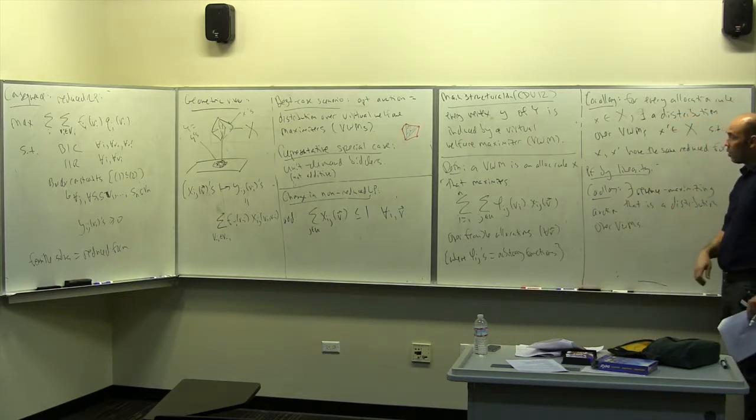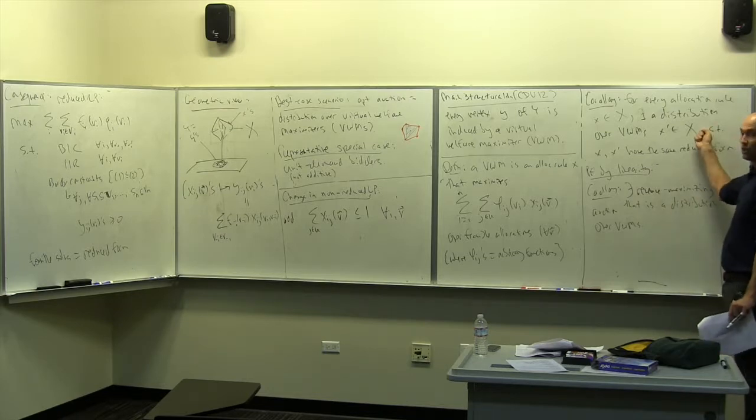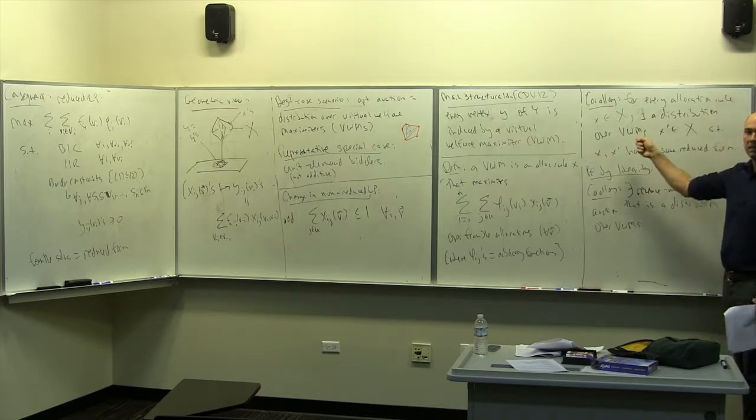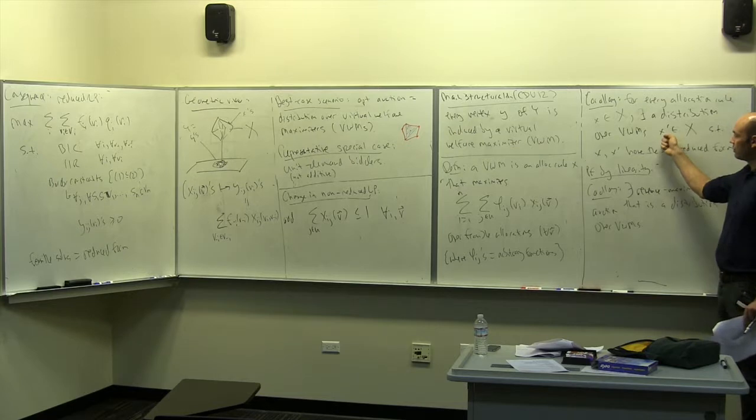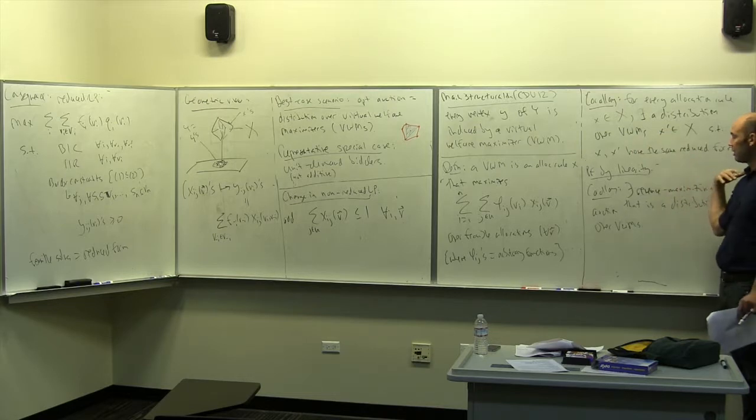Why? Take an arbitrary revenue maximizing auction, apply this corollary to get a possibly different auction, which is a distribution over virtual welfare maximizers and has the same reduced form. By virtue of having the same reduced form, it has the same revenue, so that is also an optimal auction. Okay? So give me an arbitrary optimal auction, I'll show you another one that's a distribution over virtual welfare maximizers.